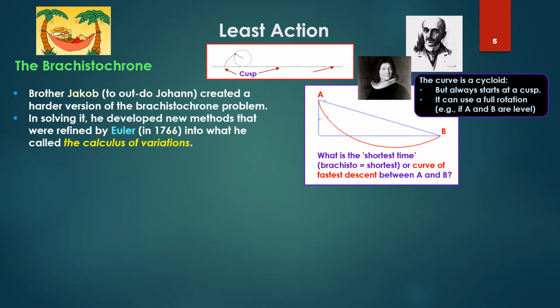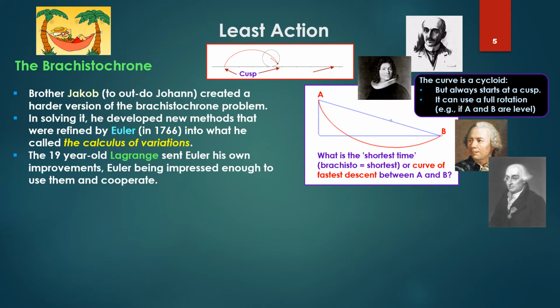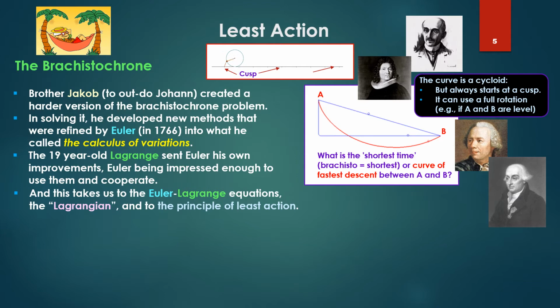Brother Jacob, to outdo Johann Bernoulli, created a harder version of the problem. In solving it, he developed new methods that were refined by Euler in 1766, what he called the calculus of variations. The 19-year-old Lagrange sent Euler his own improvements, Euler being impressed enough to use them and cooperate. Hence, this takes us to the Euler-Lagrange equations, the Lagrangian, ubiquitous in physics, into the principle of least action.